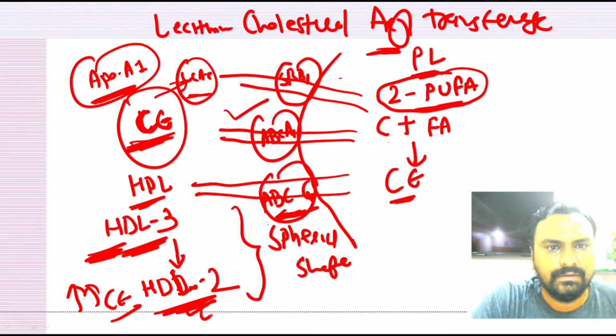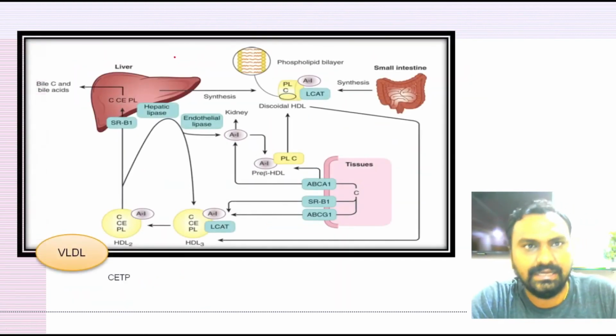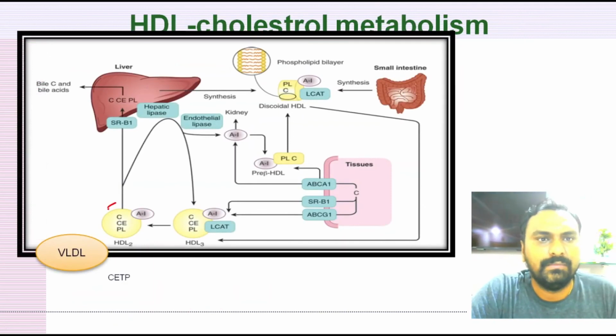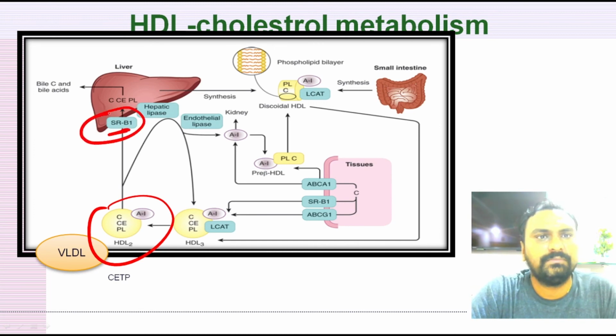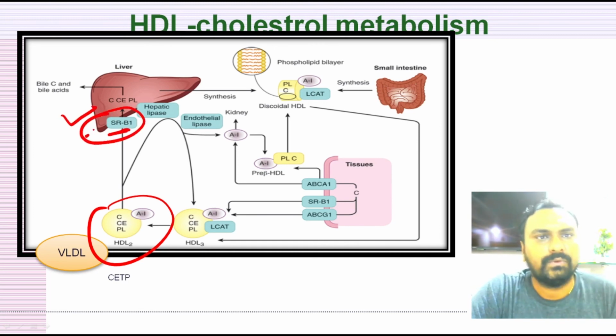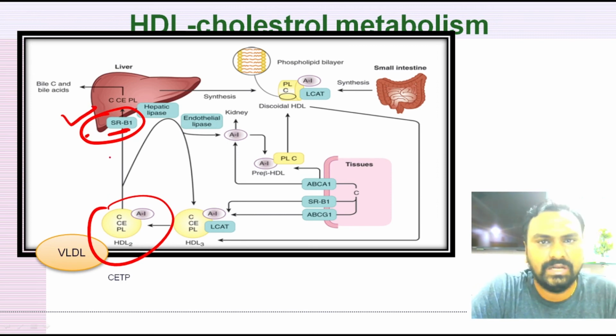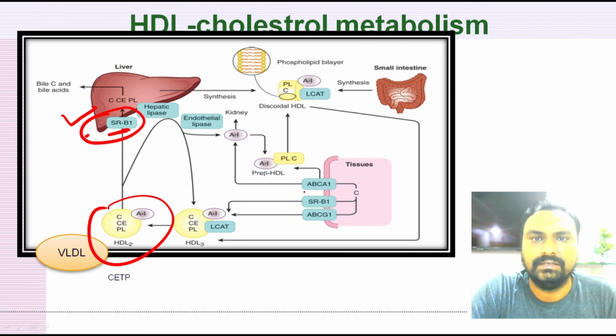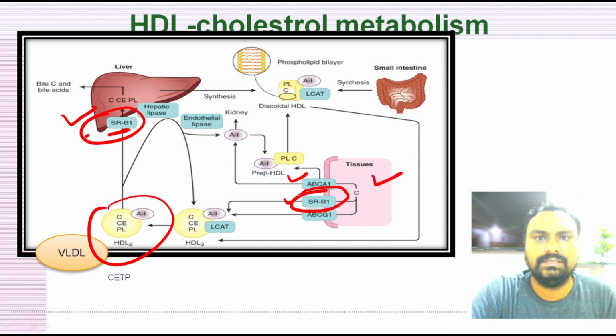So ultimately this HDL2 will be taken up by the SRB1 receptor. The SRB1 receptor is present at two sites: one at the liver for the endocytosis of HDL2, and another at the peripheral tissue. At the peripheral tissue there are ABCA1, ABCG1 and SRB1 receptors. They will help in efflux of cholesterol from tissue to the circulation.